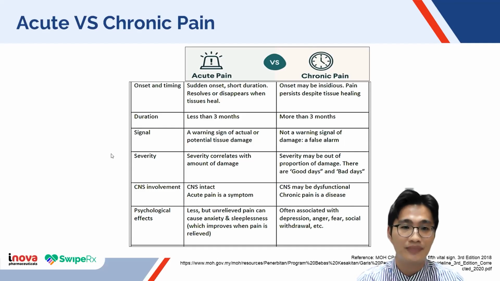In acute pain, the severity actually correlates with the amount of damage, while in chronic pain, there might be good days or bad days. Sometimes you have pain, sometimes you don't. The pain will just persist. For acute pain, the CNS is intact, while in chronic pain, the central nervous system may be dysfunctional, such as in neuropathic pain. Acute pain, when unrelieved, might cause anxiety or sleeplessness, and you can improve when the pain is relieved, while chronic pain is often associated with depression, anger, fear, and also social withdrawal.